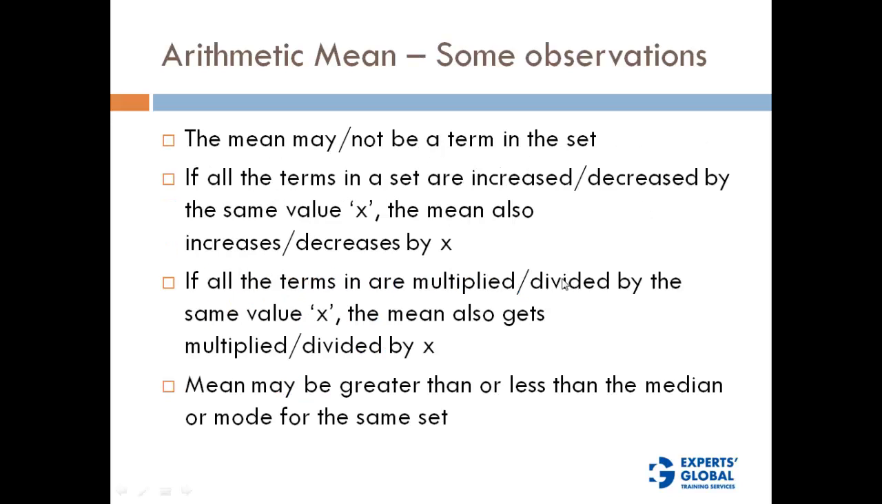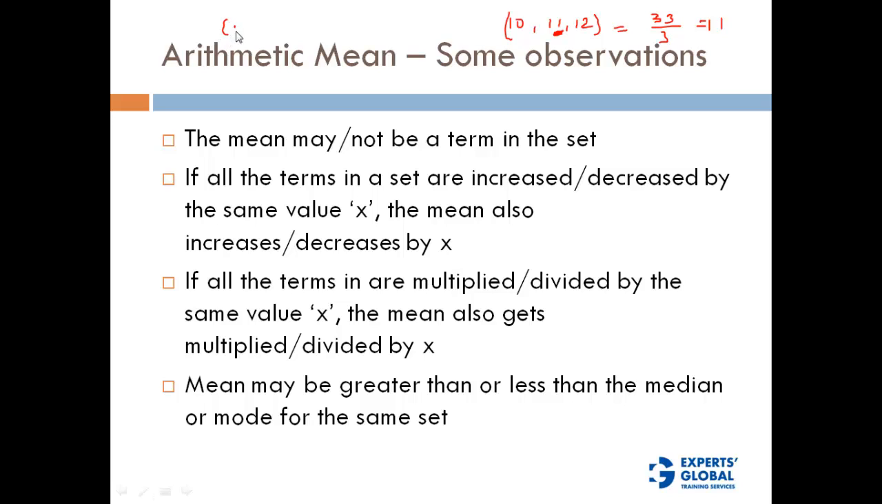Some basic observations about arithmetic mean. The mean may or may not be a term in the set. So let's take an example. Let's look at this set: 10, 11, 12. What is going to be the mean? It's going to be 10 plus 11 plus 12, which is 33. 33 by 3, we are going to get 11. So 11 is a term in the set.